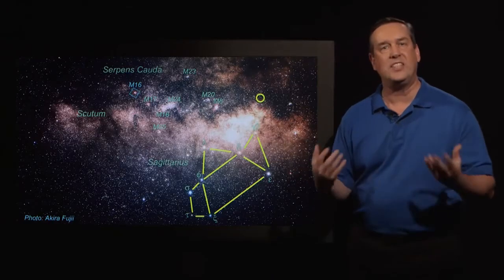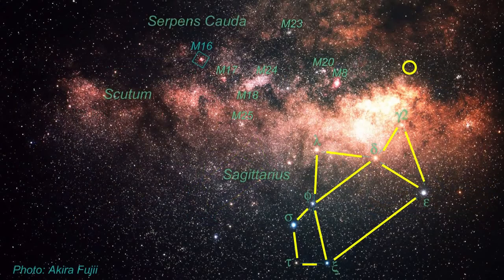Star clusters and nebulae. The ones denoted here with these M numbers are Messier objects. These Messier objects are generally the star clusters and the nebulae, or sometimes they're both. The Eagle Nebula is also known as Messier 16, and it's located here, well to the left of the galactic center. If we zoom in on the Eagle Nebula, you can see the structure of it.